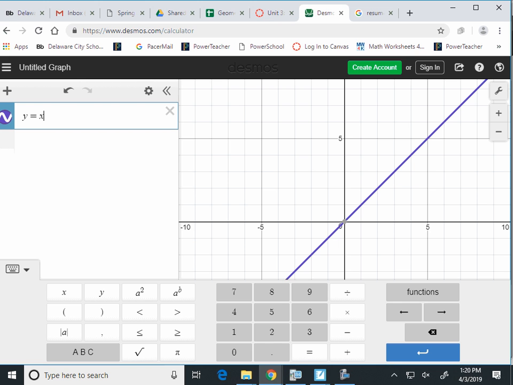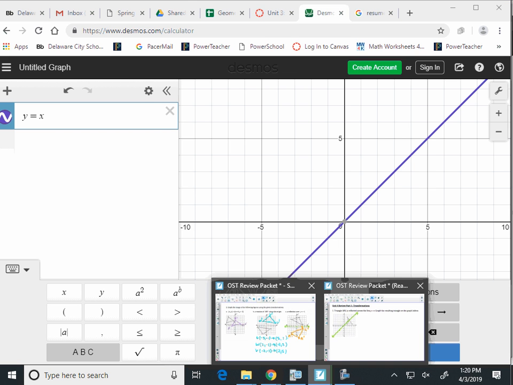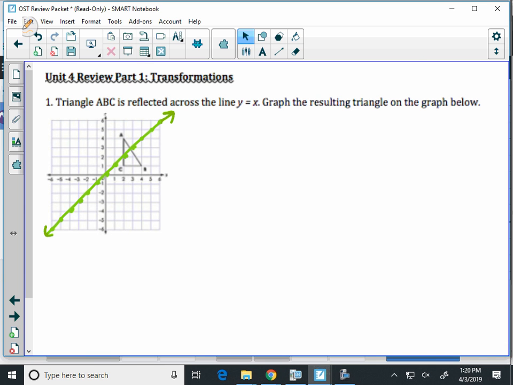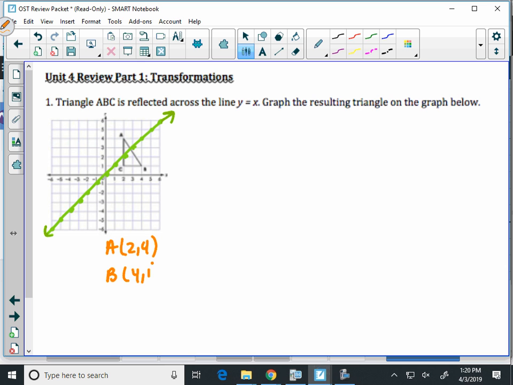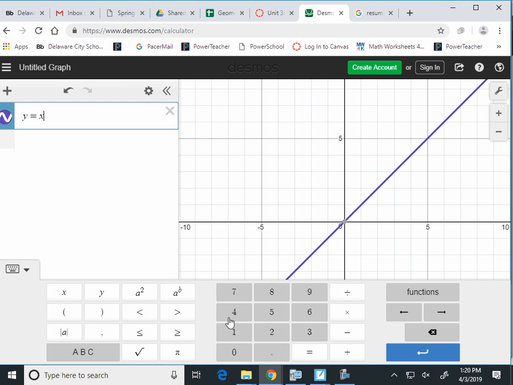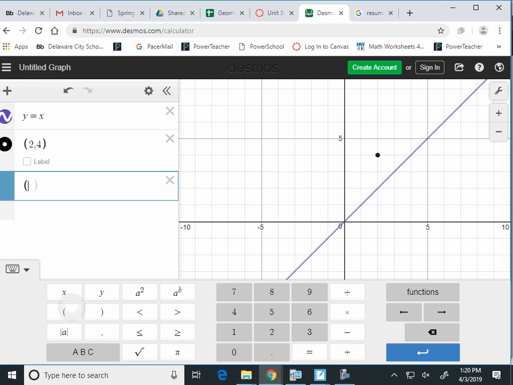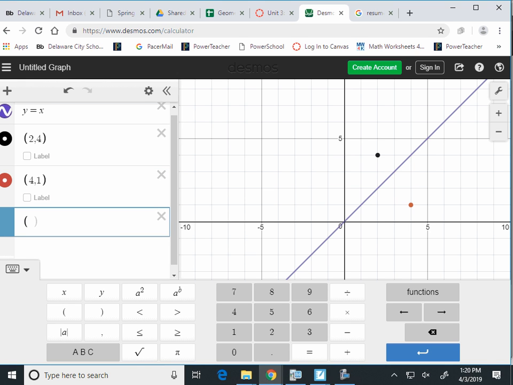You can also replot these points in Desmos. A is located at 2, 4. B is located at 4, 1. And C is located at 2, 1. You can go to Desmos and type in those points, and then click a new one. 2, 4, 4, 1, and 2, 1. It's the same problem.